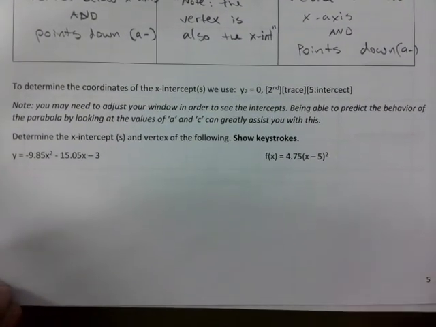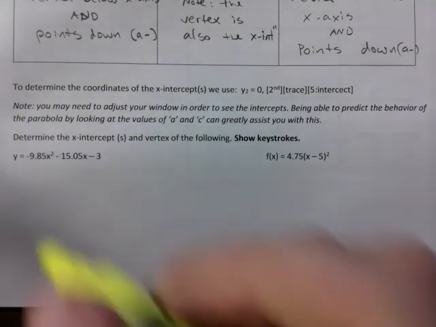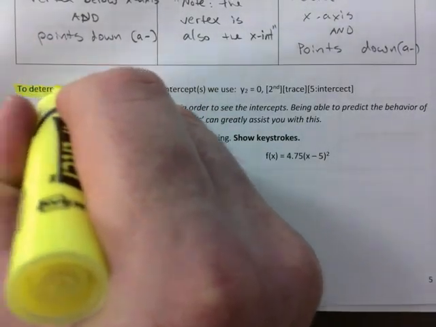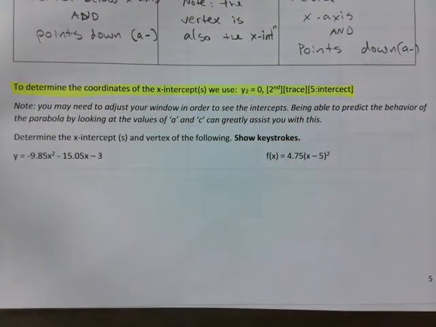Here's some more information. Looking at my time here, I think this is where we're going to end. To determine the coordinates of the x-intercept or x-intercepts, we use, this is very important, so I'm going to highlight that. None of this is new, right? Like we've talked about how to do this. What is new is the potential of two x-intercepts, right? Like that, then you're going to have to do this twice, okay?